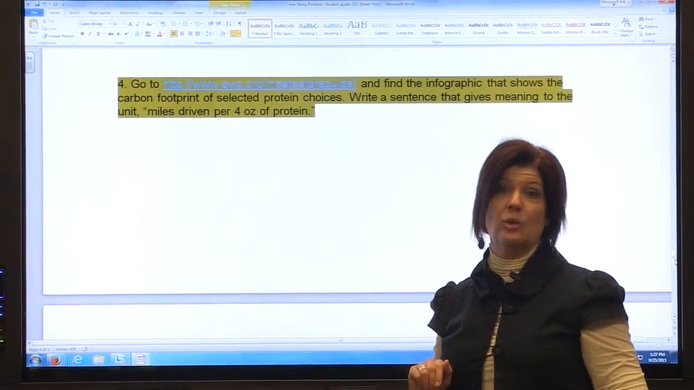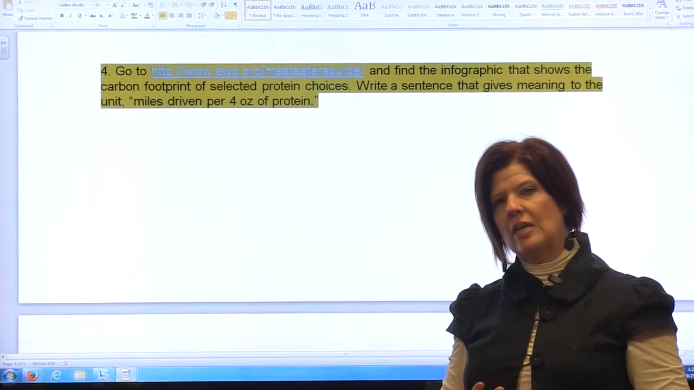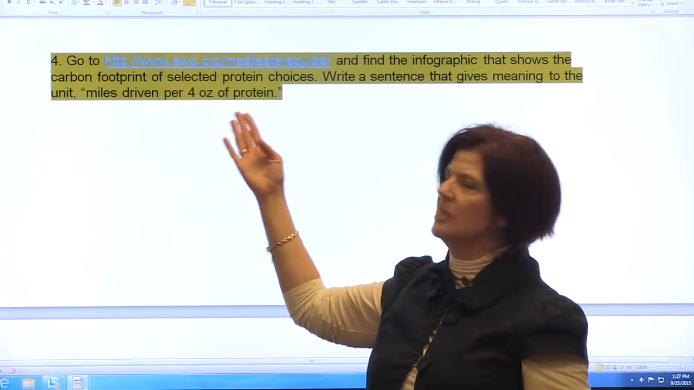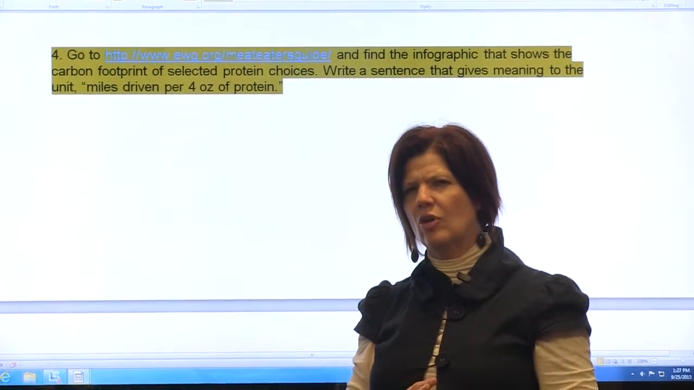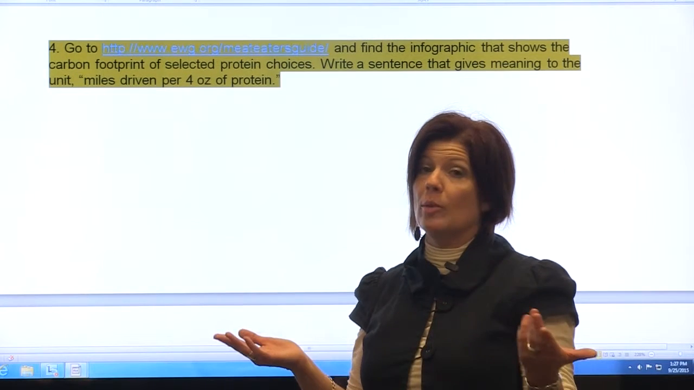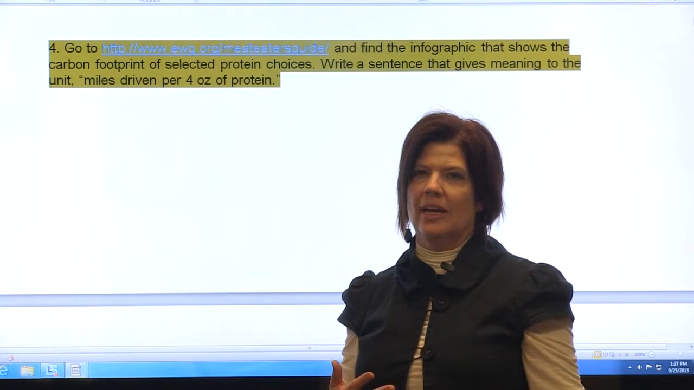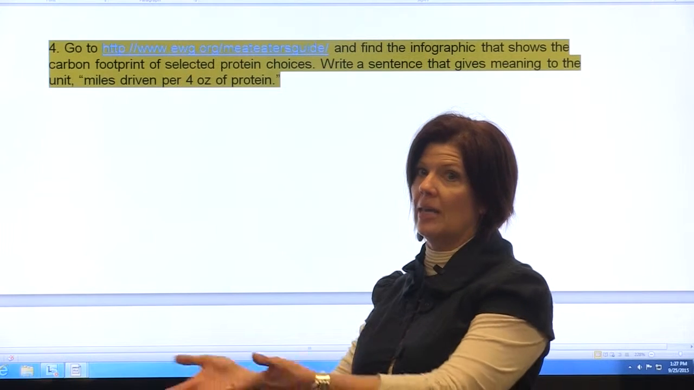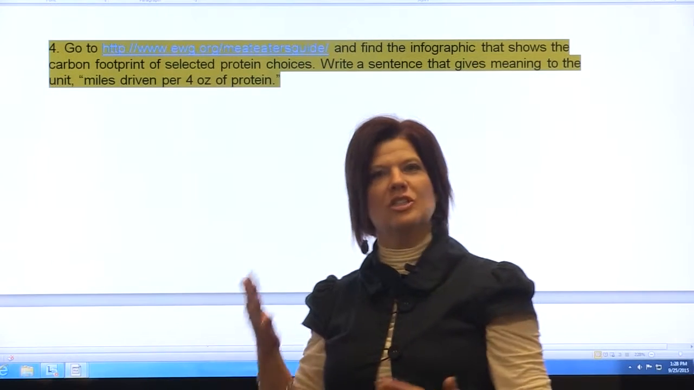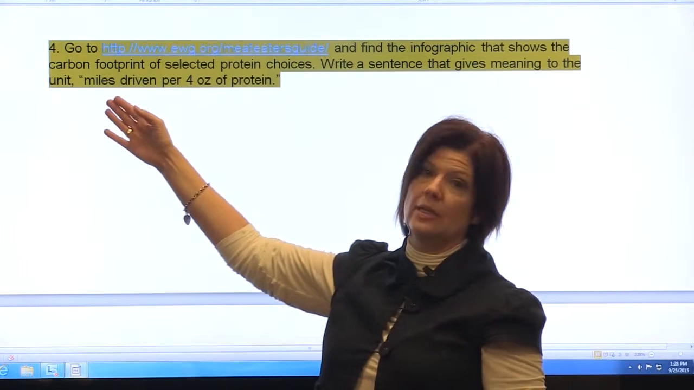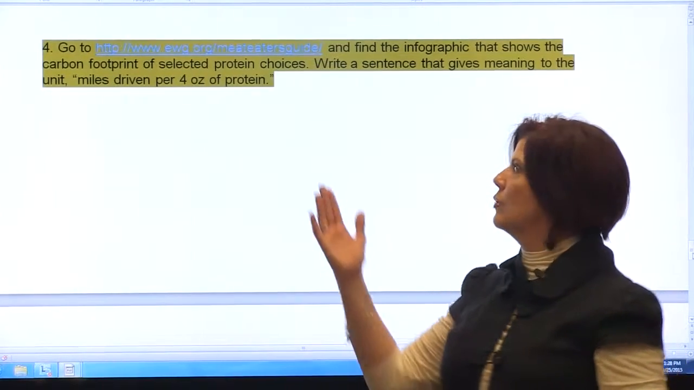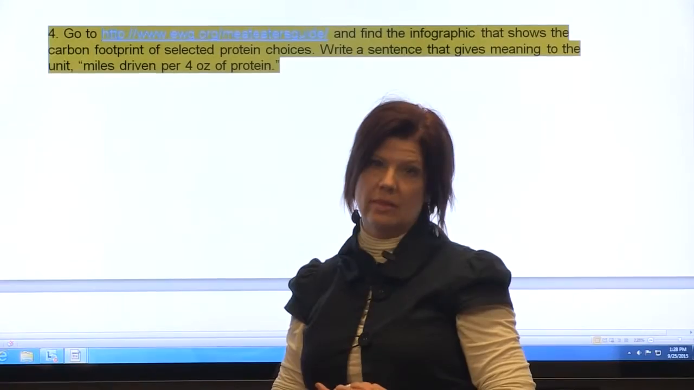There's a website that you can link to which has an infographic. And that infographic tells us how many miles driven per 4 ounces of protein. I want you to stop and think about, as you're looking at that infographic, what does this unit of measure mean? Miles driven per 4 ounces of protein. If, say, almonds is the protein choice, or maybe salmon, or maybe yogurt, it doesn't mean I'm going to put almonds or yogurt into my gas tank. It doesn't mean how many miles were driven to get the almonds to my house. It's about the carbon footprint for the processing of that particular protein, the energy used. So try to write a sentence in your own words that will describe that infographic.